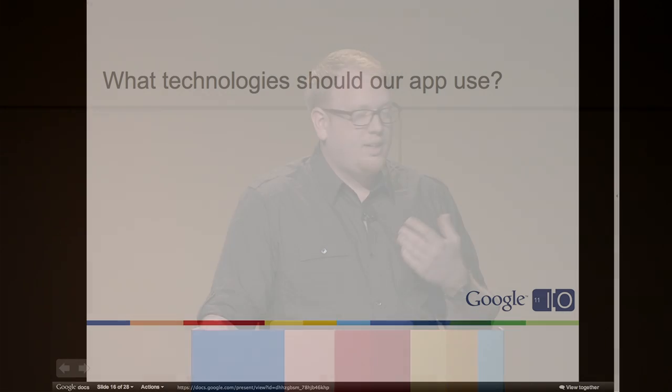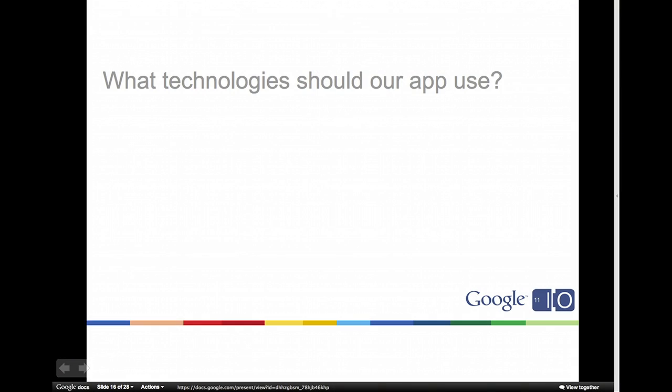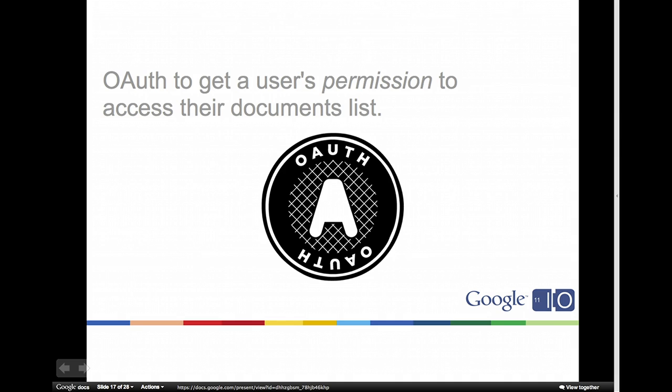So in building our example real application, what technologies should we use? Well, there's quite a few. The first thing we're going to do is use OAuth, which is open authorization, to get a user's permission to access their documents list. Really quick, I just wanted to discuss the difference between authentication and authorization.